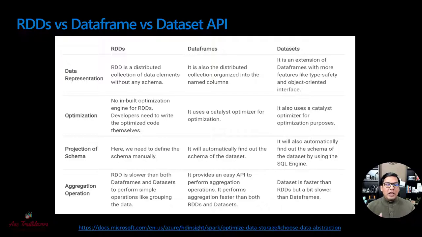With respect to aggregation operation, RDD is slower than both data frame and dataset to perform simple operations like grouping of the data. And this is because there is no optimization built in with RDD. Data frame API provides an easy API to perform aggregation operation. It performs aggregation faster than both RDD and datasets. Dataset is faster than RDD but a bit slower than data frame in most of the cases because of the additional overhead of maintaining the class for defining the data structure.